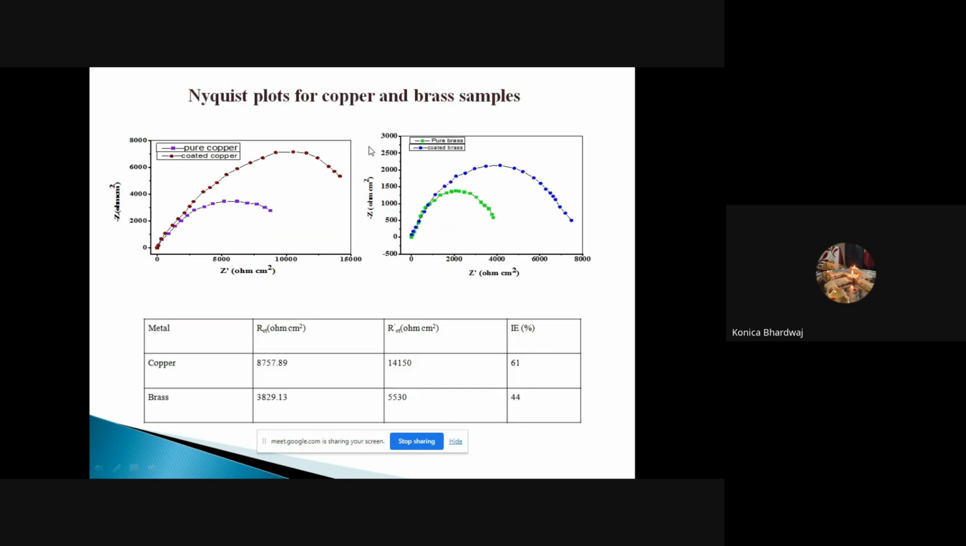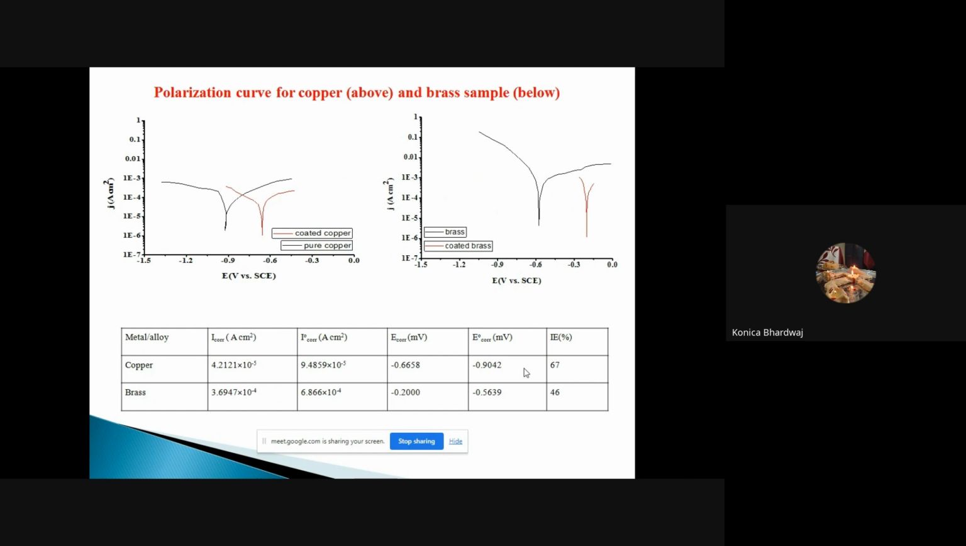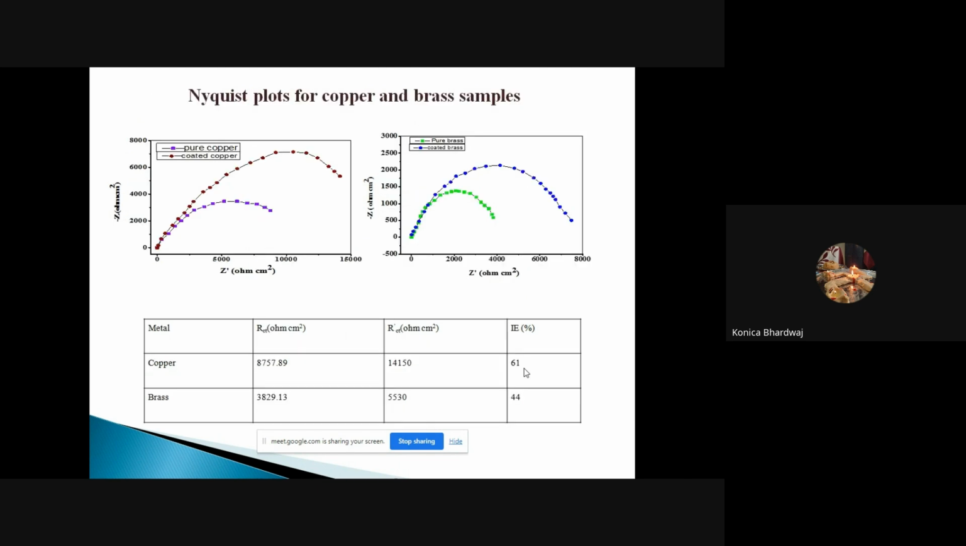Then for copper and brass samples, the plot. The area under this curve shows, if the area under the curve is large, then it means the corrosion efficiency is large. So the graph shows clearly that the area under the curve of coated copper increases. That means the impedance efficiency is large for both the samples, and for copper it's 67 and for brass it's 44 according to the calculations, and it is matching with the previous EIS data. So the results are relevant.